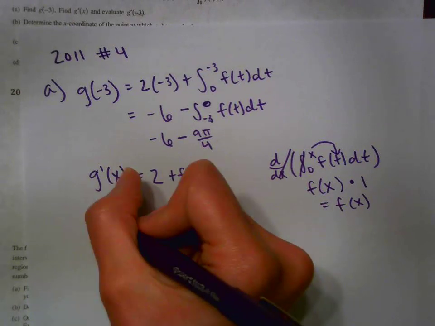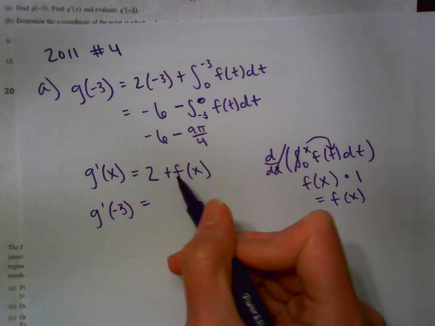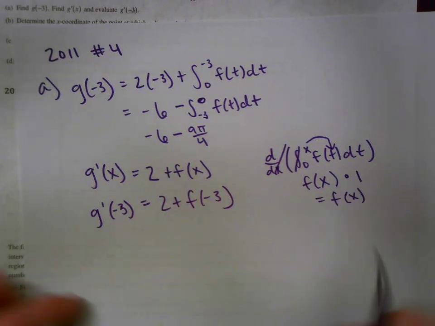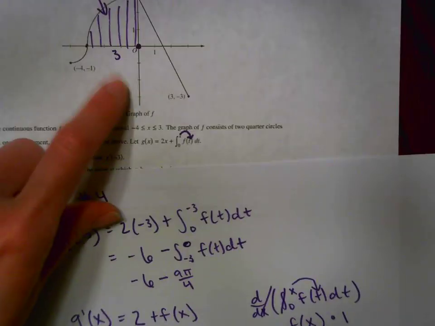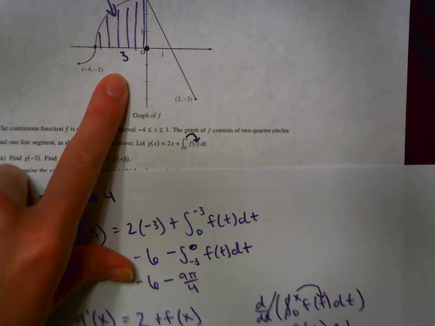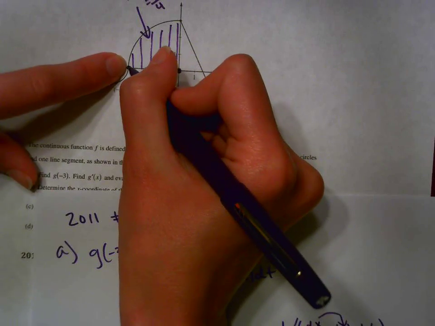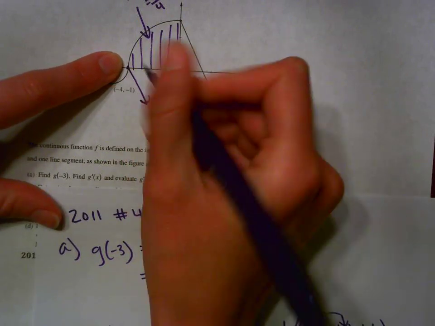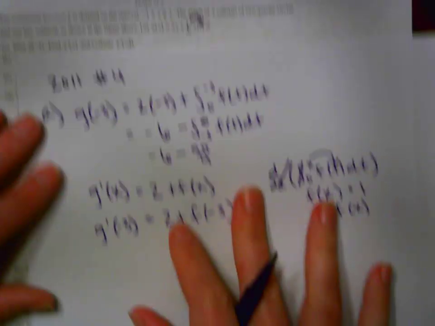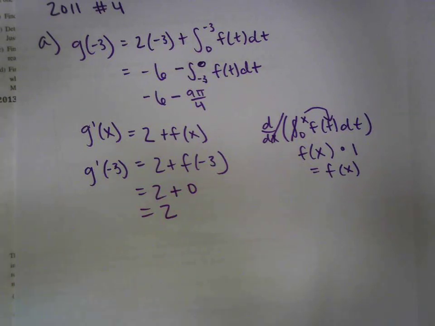So you're left with just the original function you had inside the integral. Okay, and then it also now wanted g prime of negative 3. So we're just plugging that into the function we just determined. So 2 plus f of negative 3. Notice this is using f, and this is f. So we can get f of negative 3 just from the graph, right? Negative 3 is right here. What is that y value? 0. So f of negative 3 is 0. So it would be 2 plus 0, so it's 2.